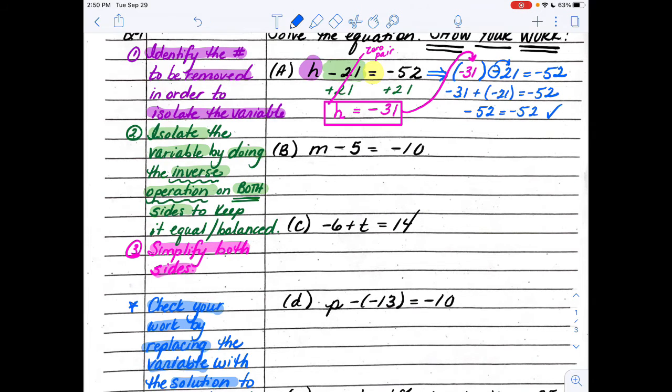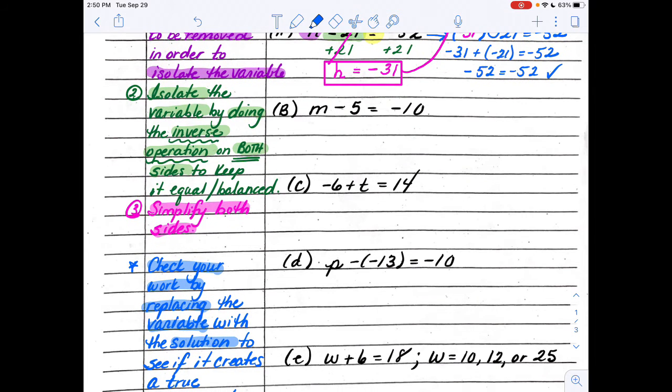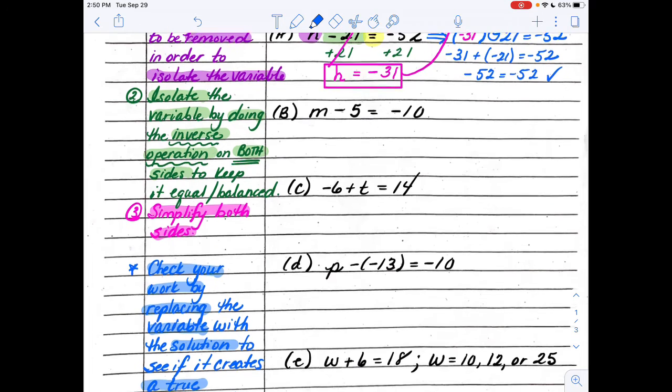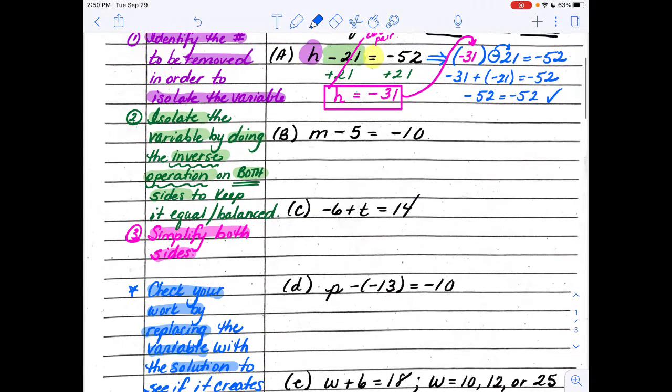That is a true statement, because that's what I'm looking for, is if it makes a true statement, I did it correctly, which means I got the right answer. Not like you had any doubt at all. Let's go ahead and look at this next one.